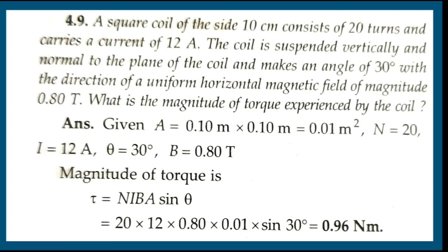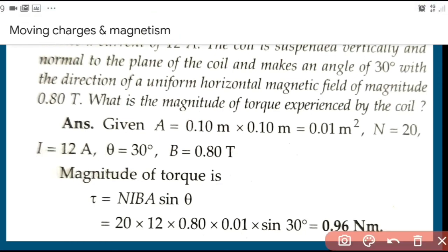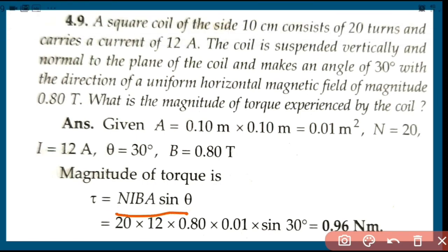This question is a direct question and you're asked to find the magnitude of torque. Magnitude of torque is given by NIBA sine theta, that is MB sine theta, where M is NIA. So substituting all the details given, we will get the answer to be 0.96 Newton meter. Area we have to calculate. Here only the side length is given in centimeter, so convert it into meter and calculate the area. That is an additional step. The rest is direct.